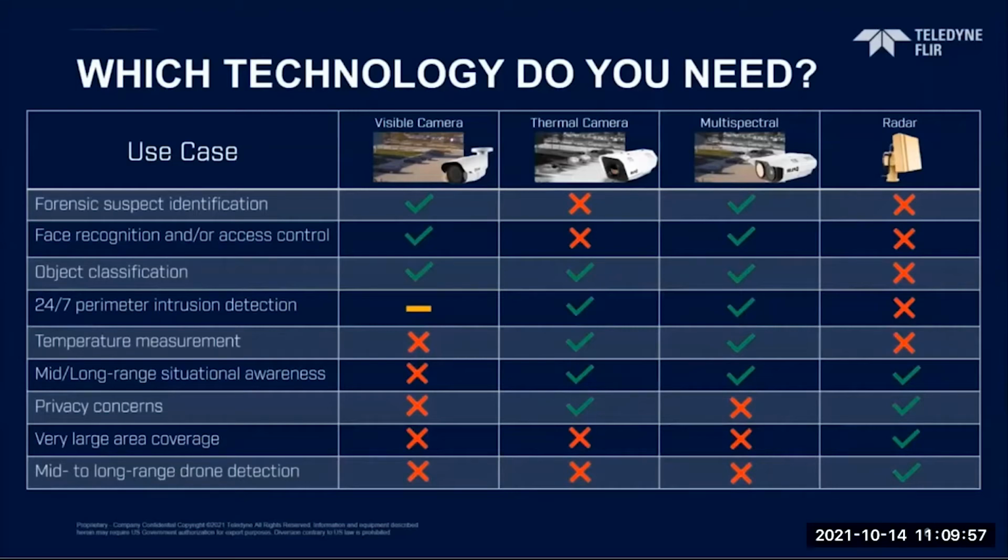24/7 is not so great with visible because they can't see at night. Temperature measurement, because they're thermal cameras, and you can start to use them in longer range applications. As we move to the multispectral column right there, you can see, obviously, anything that's a green check mark in the visible camera and the thermal camera is going to be in the multispectral camera because this camera combines all of those benefits together into one unit.